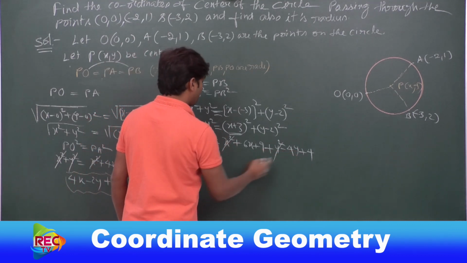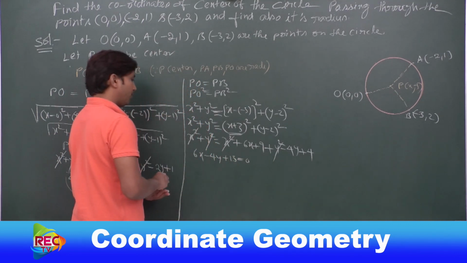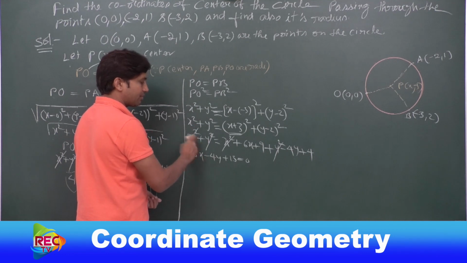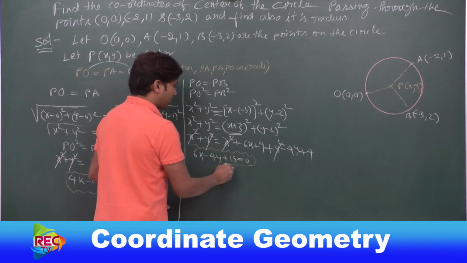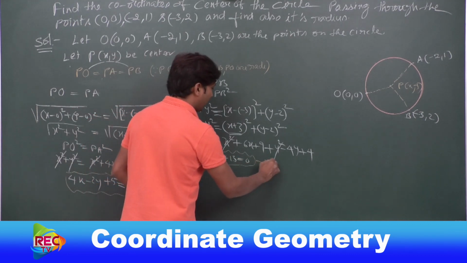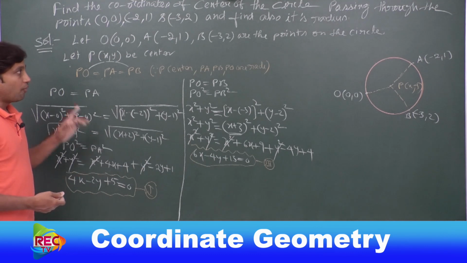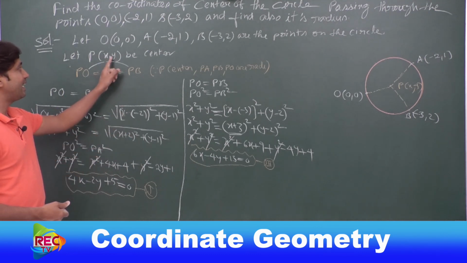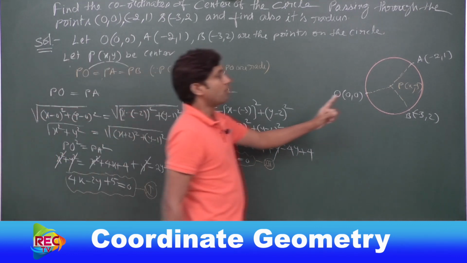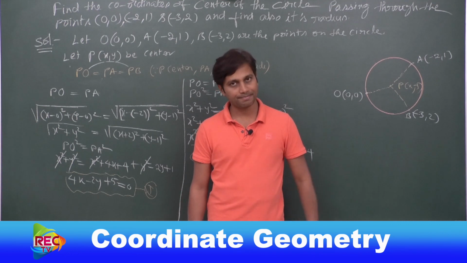Now 9 plus 4 would be 13. Now we obtained, means on the other side of the equation is 0. Now we obtained equation 1 and 2. Tell me guys, what is our target? We need to find out the value of x and y, which are the coordinates of the center of the circle. That is our target.